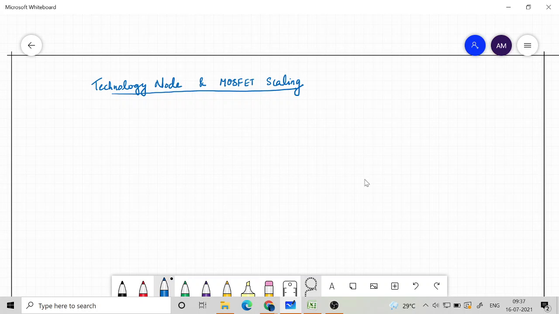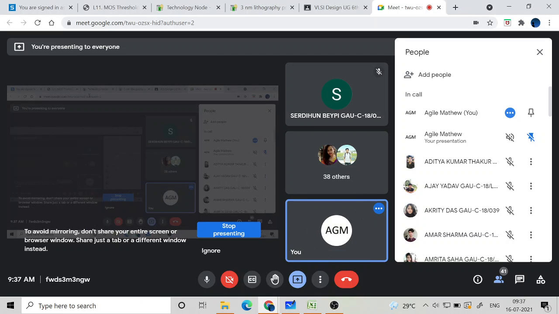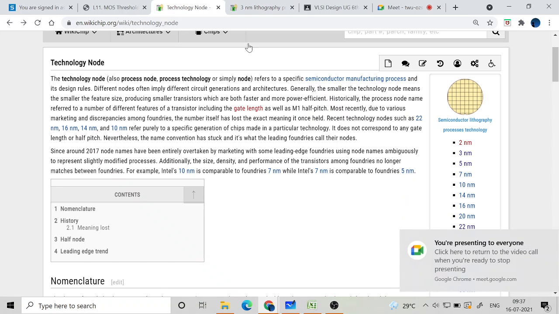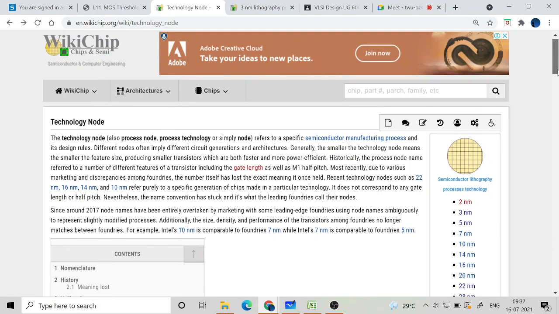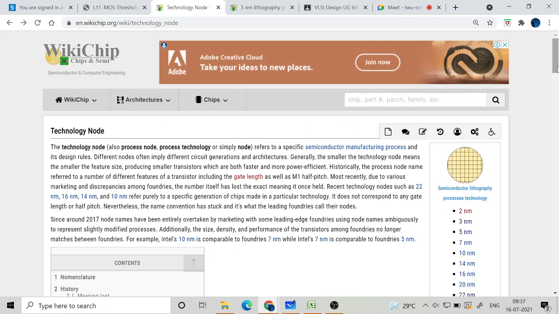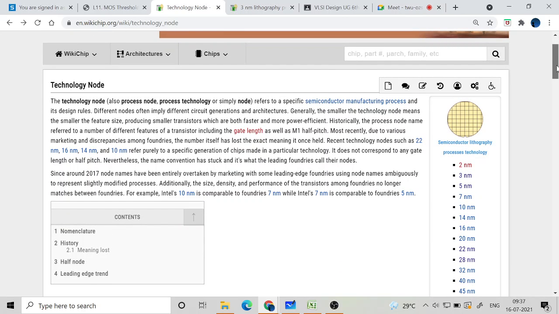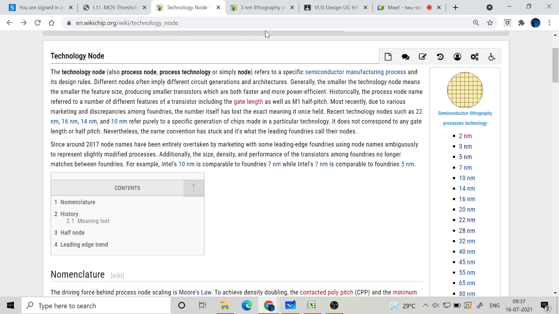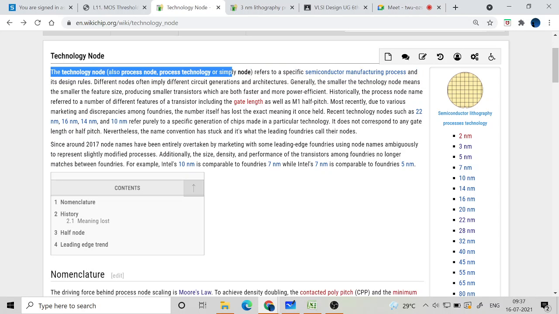So to get an idea of this, you can go to a subsidiary of Wikipedia, which is called WikiChip. If you just Google technology node, you will get into this site. Now, if you look at the right side, there is a definition of technology node here. So technology node or process node, process technology node, these are different ways you can call it.